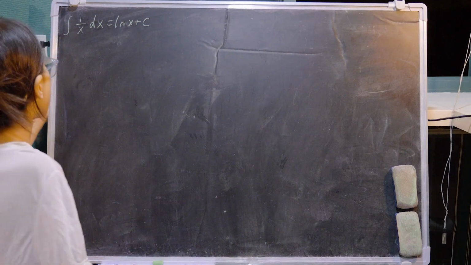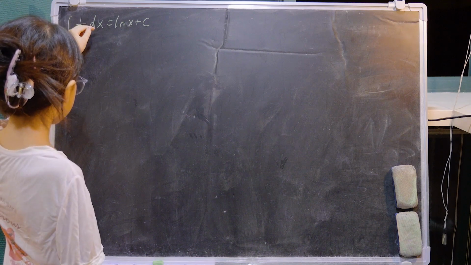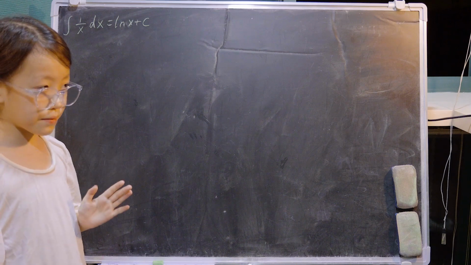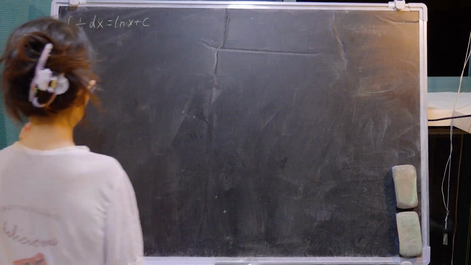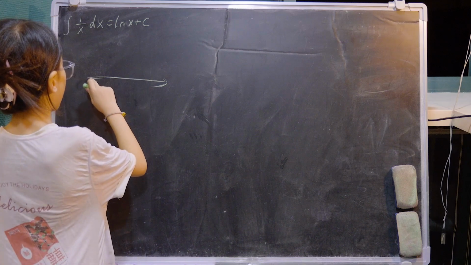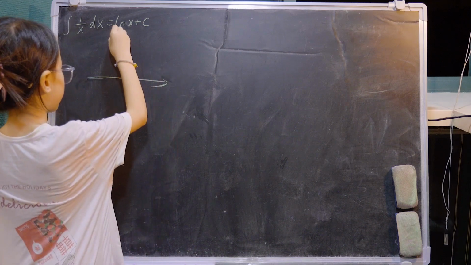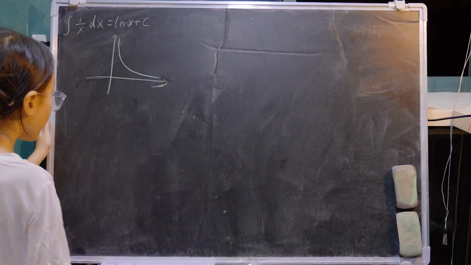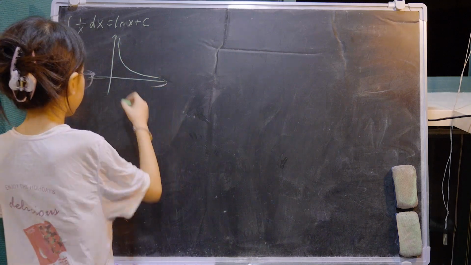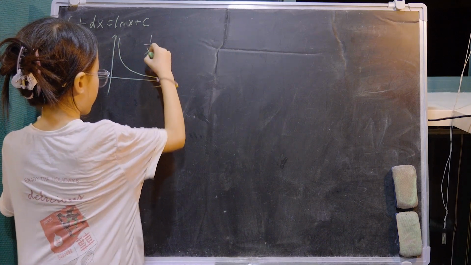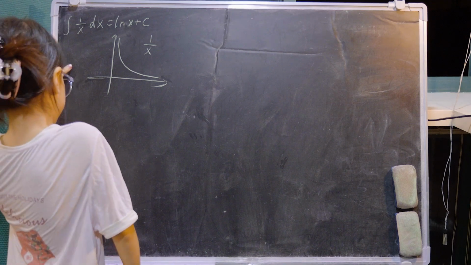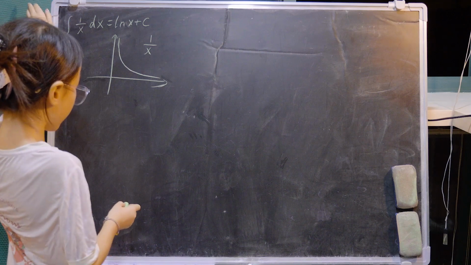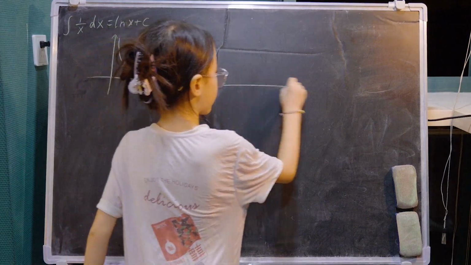Today let's study why the integral of 1 over x dx is equal to ln x plus c. First, let us build intuition for the whole problem. First, we write out the function 1 over x. Okay, and then we integrate it, and we draw a picture, a graph.